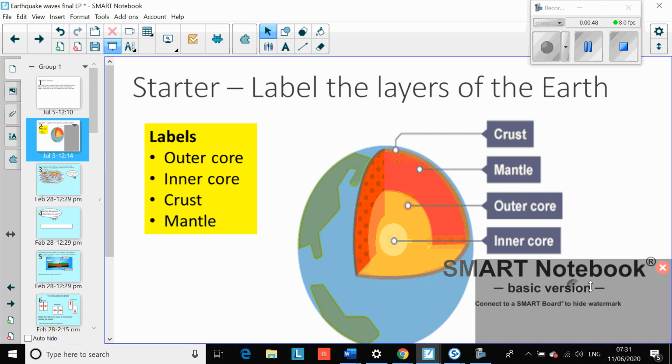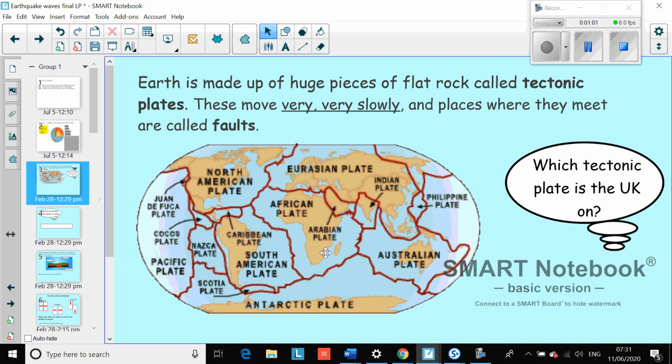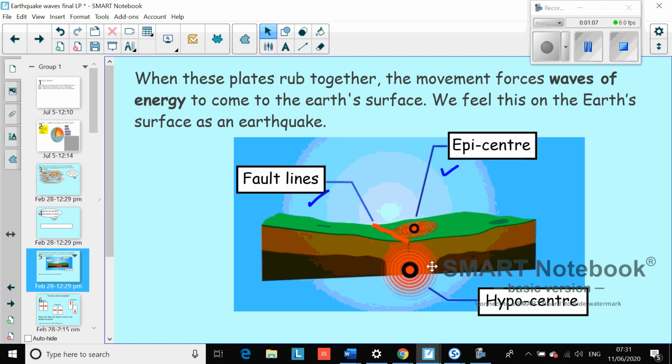How do we know all of that? Well, the trick of actually finding out about these rests with earthquakes. Now, we know that the Earth sits on these giant plates, and the UK is there on the Eurasian plate. And when these plates rub together, they can generate earthquakes. So these movements of energy can come to the Earth's surface, and that's what we feel as earthquakes.